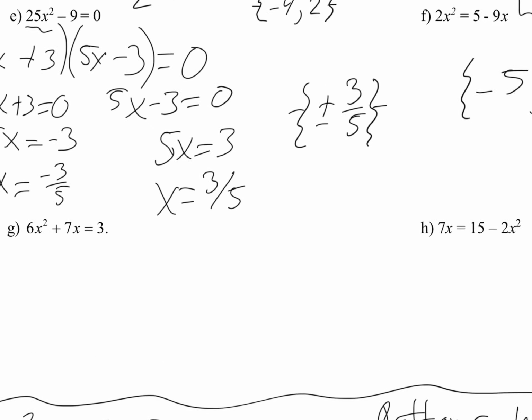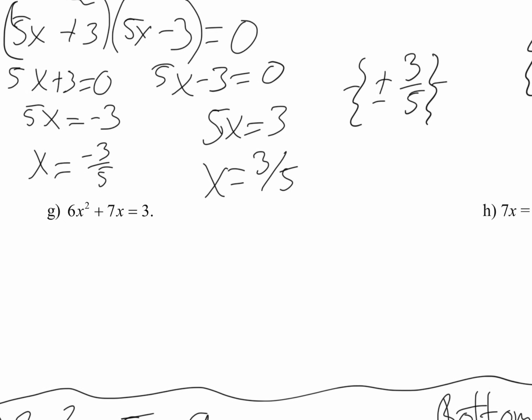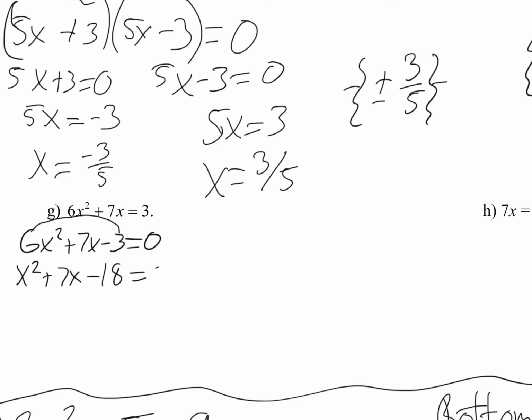Okay, let's do G together now. All right, G. Well, I look at my equation, and I have to set it equal to 0. So I'm going to write it like this. Move the 3 over and it becomes negative. Do they have a greatest common factor? No, so I can't go that route. So bottoms up. I multiply the first and last numbers, and then I write it as x squared. The last number changes into a negative 18, because 6 times 3 is negative 18.